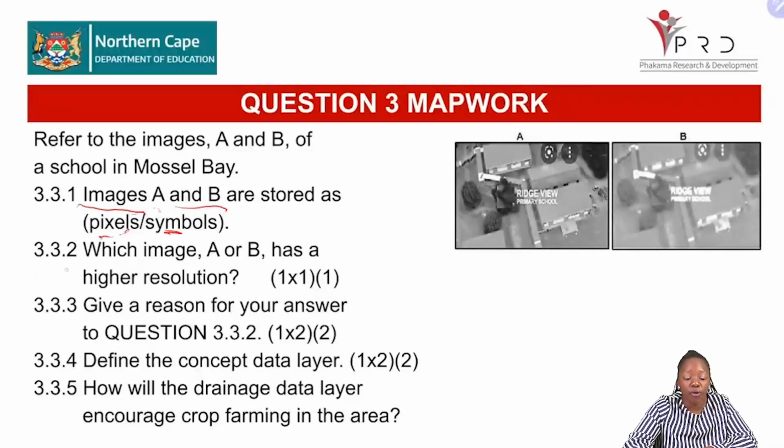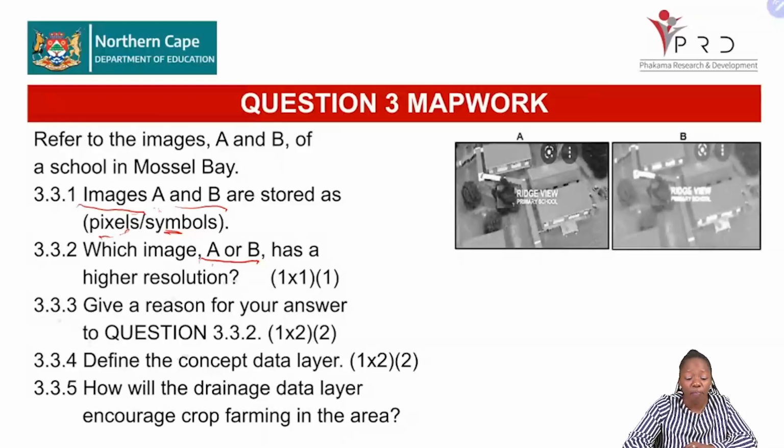Then your 3.3.2, which image, A or B, has a higher resolution? Again, it's not a no, it's not a yes, but which image, A or B. So you need to identify A and then identify B so that you can decide which one has a higher resolution between A and B.